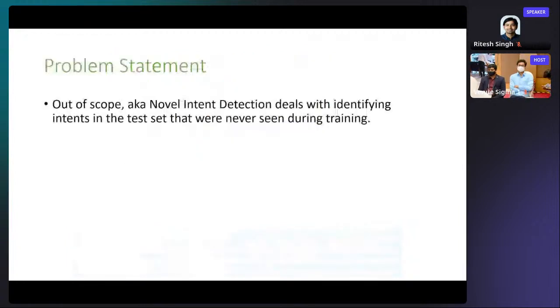Let's discuss the problem we are currently working on. The problem is out of scope, aka novel intent detection. It deals with identifying intents that are present in the test set but were never seen during the training phase. Let's take a few examples and discuss it further.